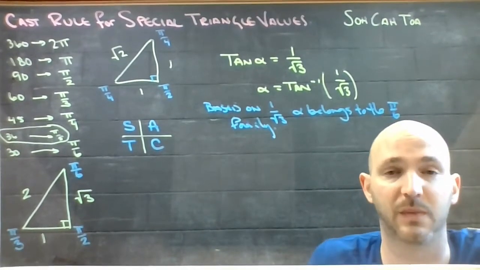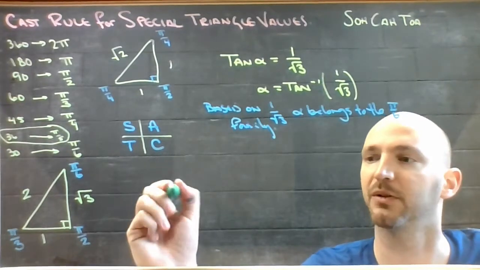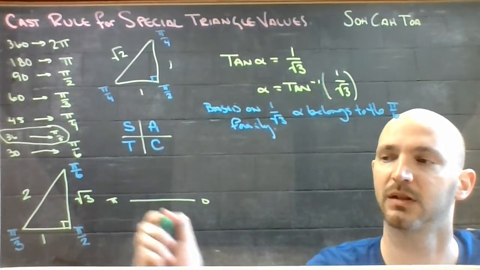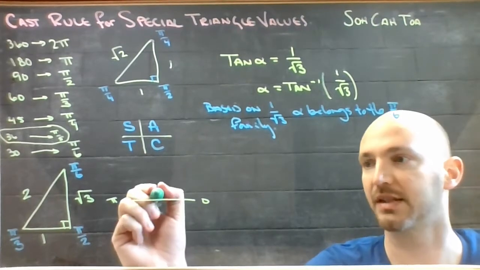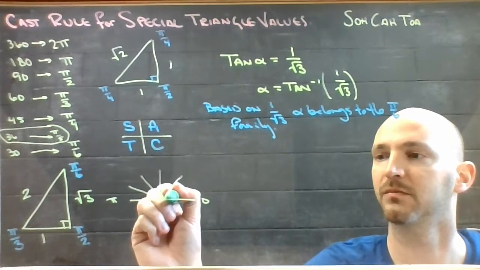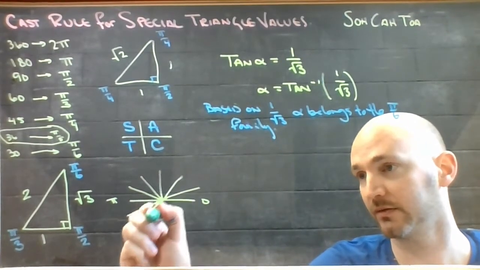Okay, so we have to decide which ones. So I'm going to draw that diagram for you. I'm going to go from 0 to pi, and I'm going to cut it up into 6 bits. And I'm going to do it to the 6 underneath as well.